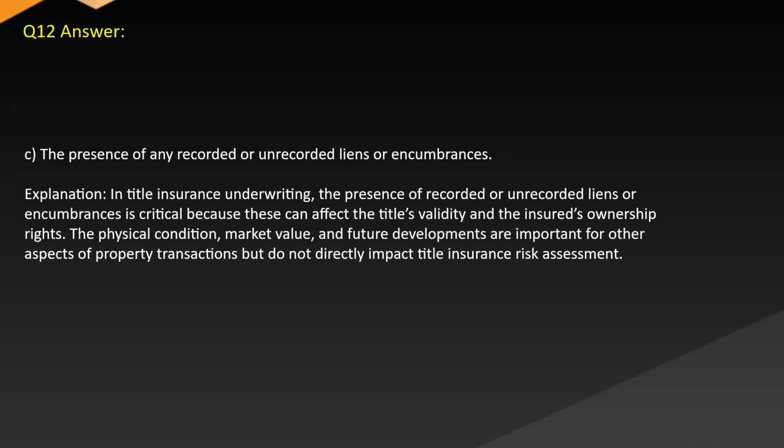Answer. C. The presence of any recorded or unrecorded liens or encumbrances. Explanation. In title insurance underwriting, the presence of recorded or unrecorded liens or encumbrances is critical because these can affect the title's validity and the insured's ownership rights. The physical condition, market value, and future developments are important for other aspects of property transactions but do not directly impact title insurance risk assessment.